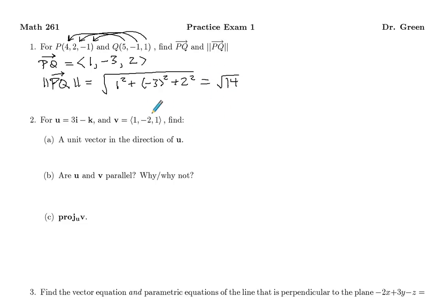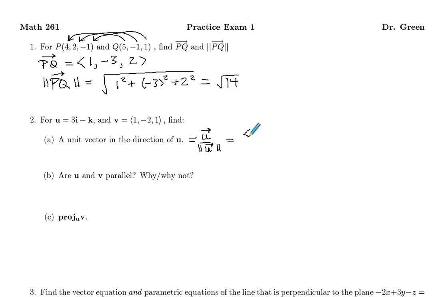Up next, mix things up a little bit here. One vector's in component notation, the other is in IJK. And here we want a unit vector in the direction of u. That unit vector is just going to be given by u divided by its length. Remember that dividing by the length normalizes the vector down to length 1, and that's what we mean by unit vector.